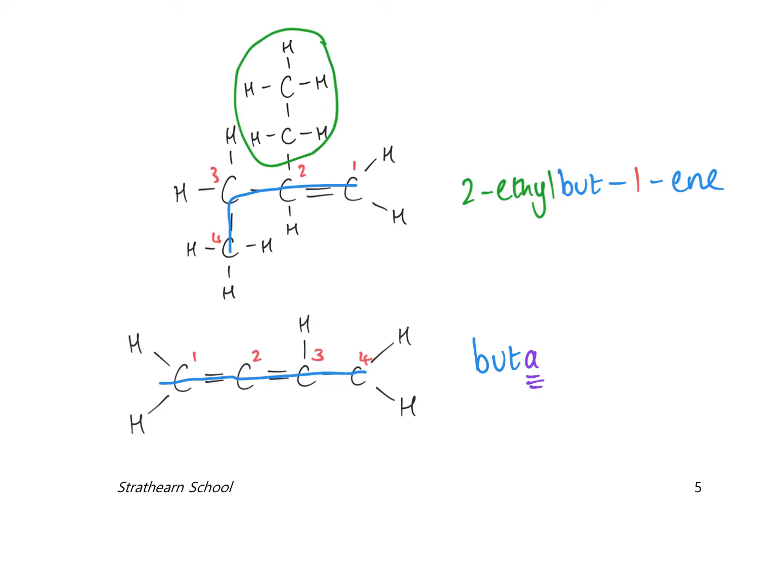number 5, the slightly different one. Dash, and then indicate where the double bonds are. They're between carbon 1 and 2, so I number that 1, and then they're between carbons 2 and 3, so I number that 2. Then I put another dash, and then we must call it, and I'll do that in purple because that's part of rule 5, di-ene. So this is buta-1,2-diene.